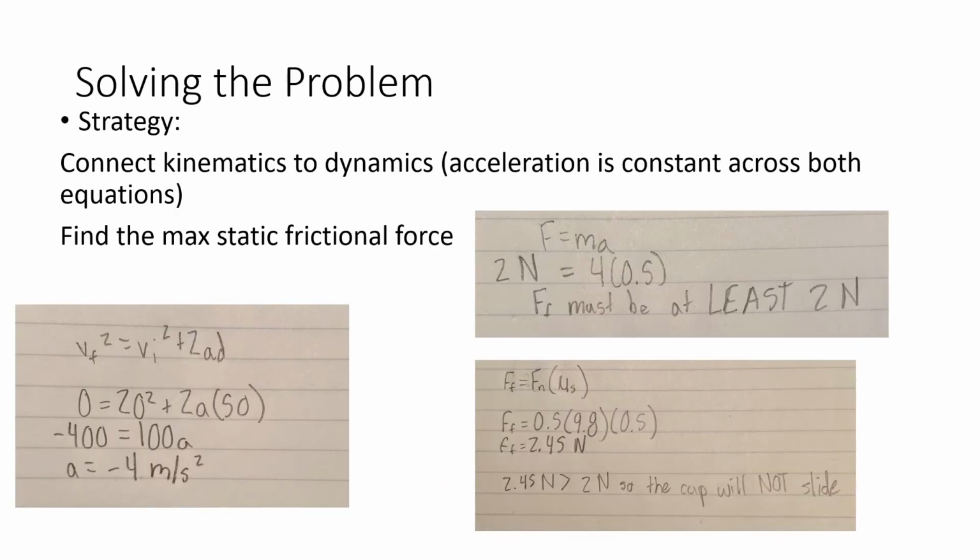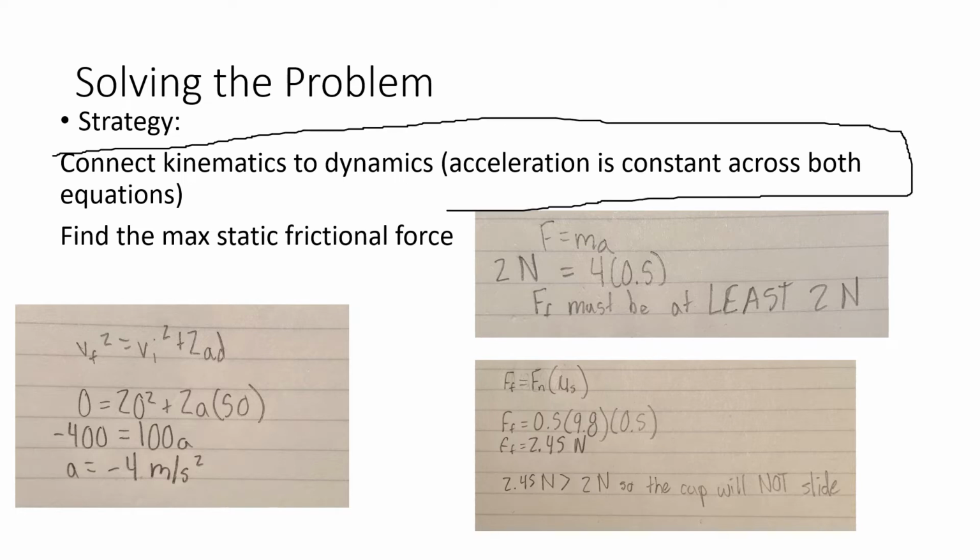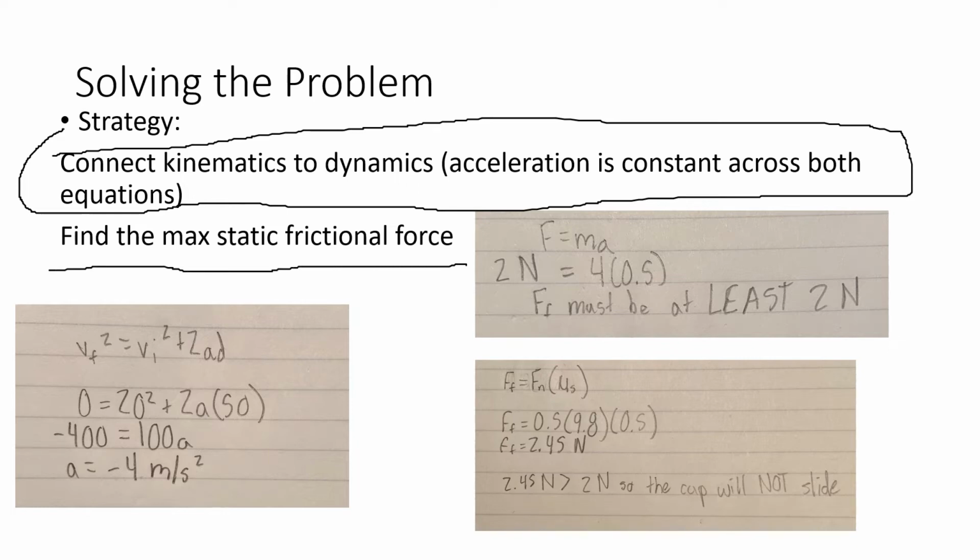So our strategy with this problem is to connect kinematics to dynamics, because we know that acceleration is going to be constant across both of the kinematic and force equations. The other strategy is to find the max static frictional force in this situation. So we can use kinematics here to solve for the acceleration of the car and the also needed acceleration for the mug when it basically sticks to the car with friction.